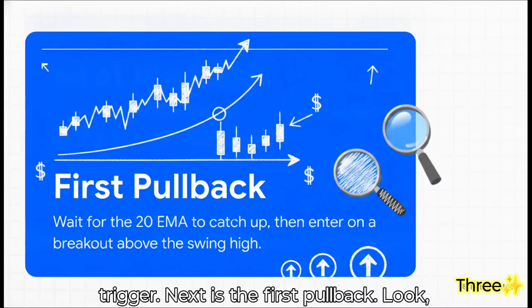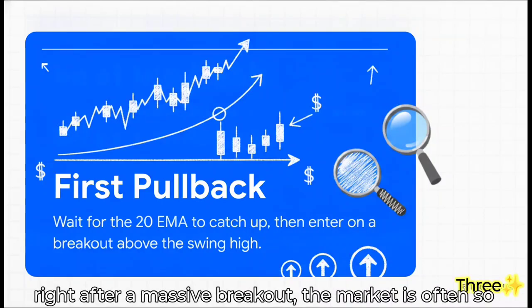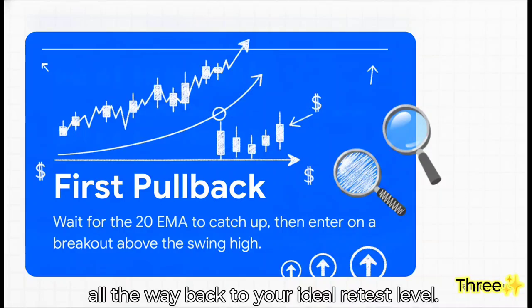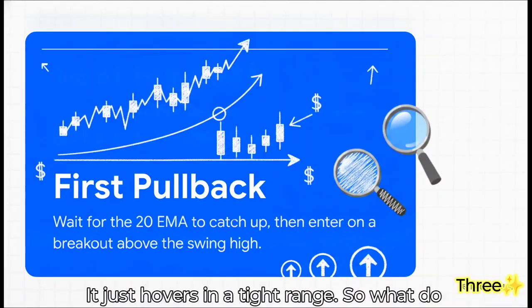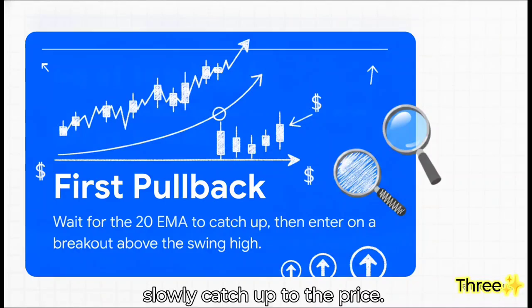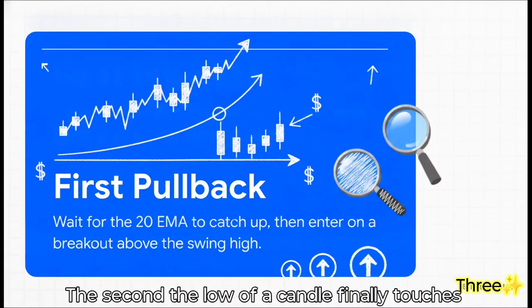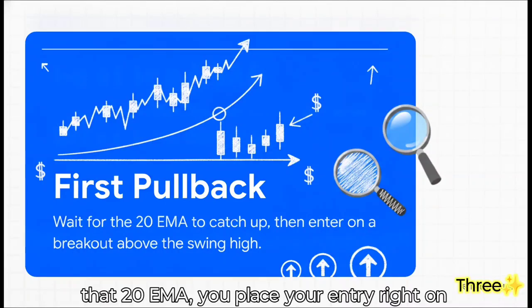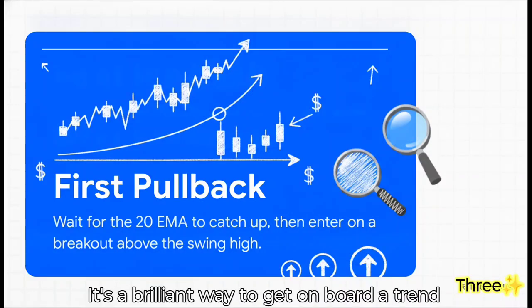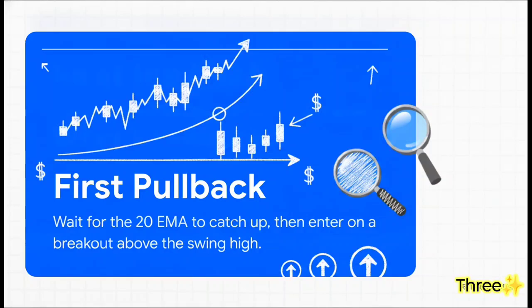Next is the first pullback. Look, right after a massive breakout, the market is often so incredibly strong that price just won't drop all the way back to your ideal retest level. It just hovers in a tight range. So what do you do? You wait for the 20-period EMA to slowly catch up to the price. The second the low of a candle finally touches that 20 EMA, you place your entry right on a breakout above that local swing high. It's a brilliant way to get on board a trend that feels like it's running away without you.